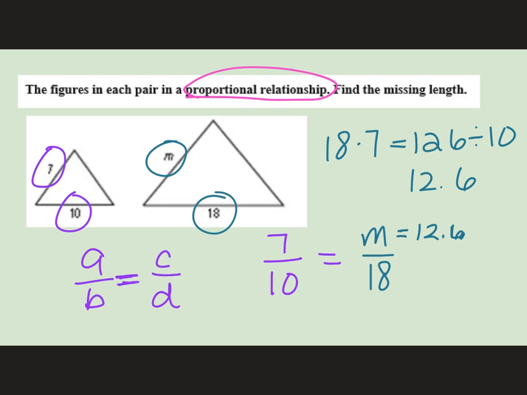So what you should be able to see here is, if I made this into a decimal, this would be 0.7. If I did 12.6 divided by 18, I also get 0.7. So that means this is a proportional relationship because they would simplify to the exact same thing. So the missing side length that we were looking for is 12.6. Of course, there's no units of measure, so we can just leave it at 12.6.